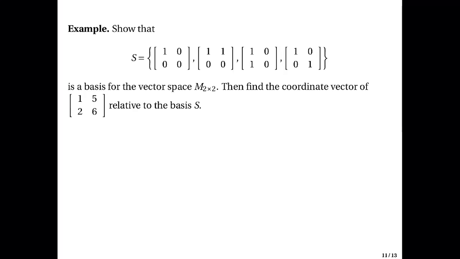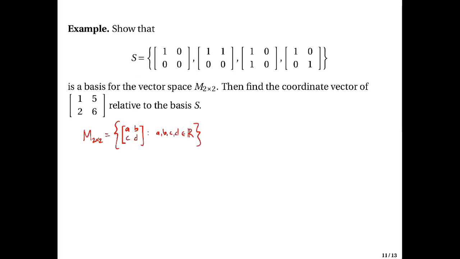First, let us recall what is your M22. M2 by 2. The elements of this vector space are 2 by 2 matrices with entries a, b, c, d, where, of course, your a, b, c, and d are just real numbers. This is your M22. We want to show that this is a basis.